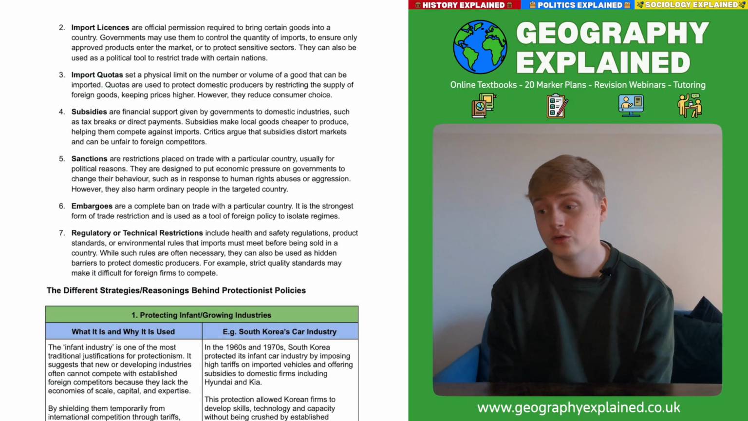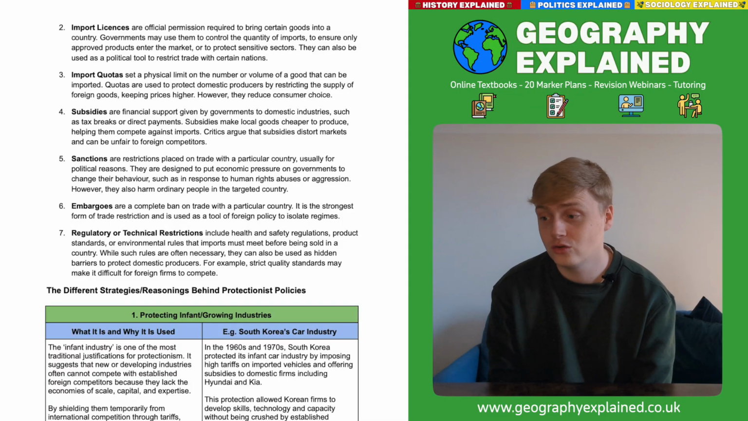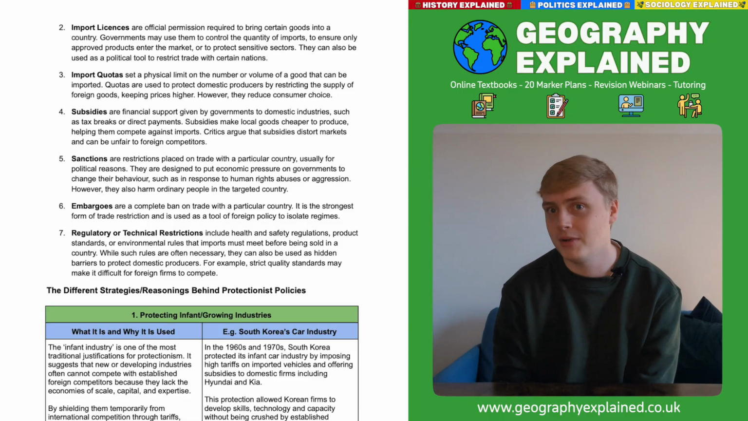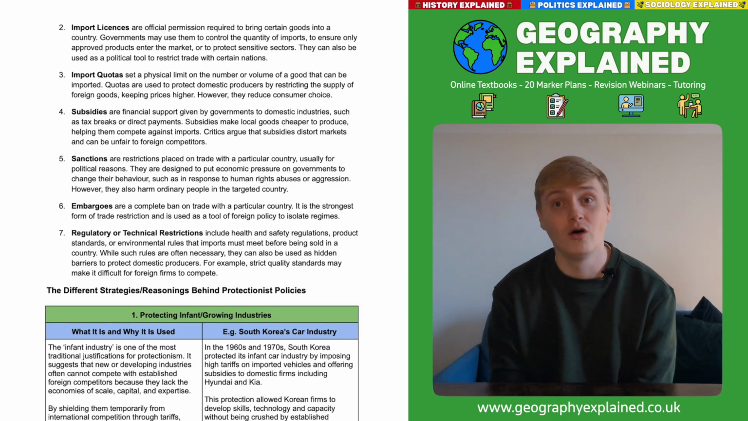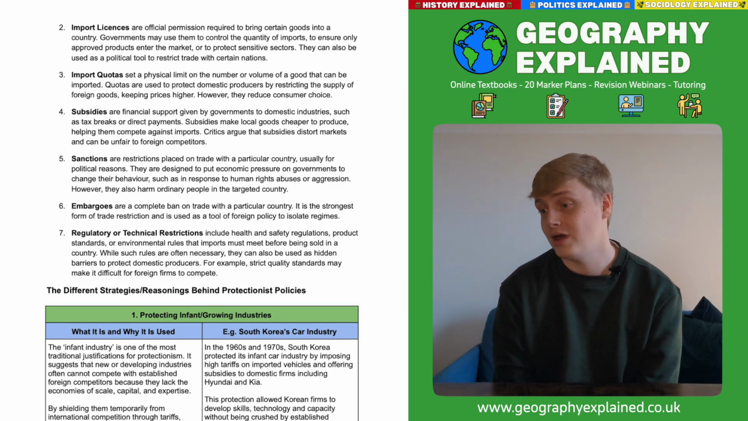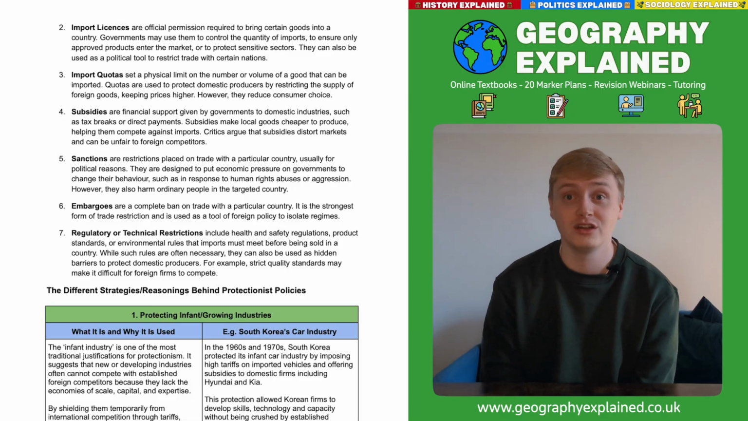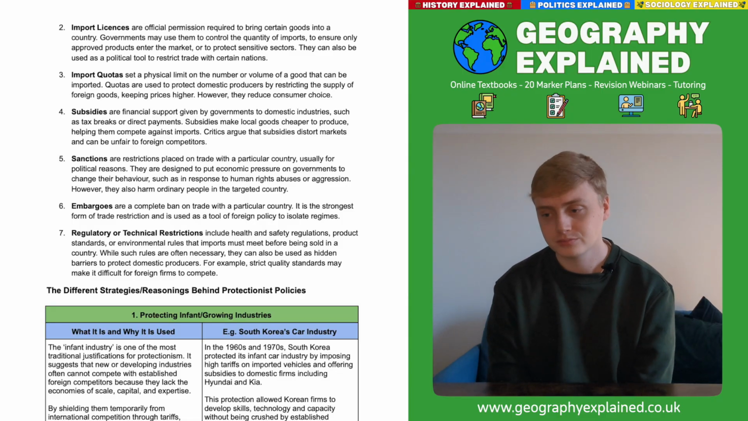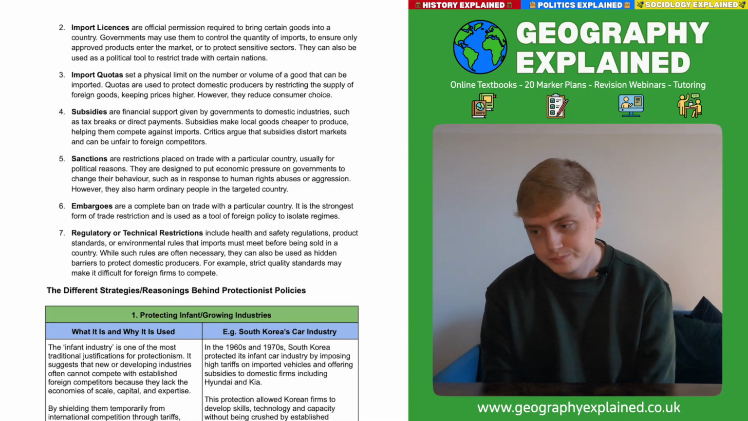Import licenses are official permission to bring required goods into a country, so governments may use them to control the quantity of imports. They can effectively say only certain people can sell into our country, and that obviously reduces free trade because not everyone can buy and sell to consumers in a certain country. Import quotas set a volume limit on the number of cars or any goods that can be sold. For example, you could say only 250,000 cars can be imported into the UK, and that will help promote UK car companies rather than everyone buying from German car companies, such as BMW.